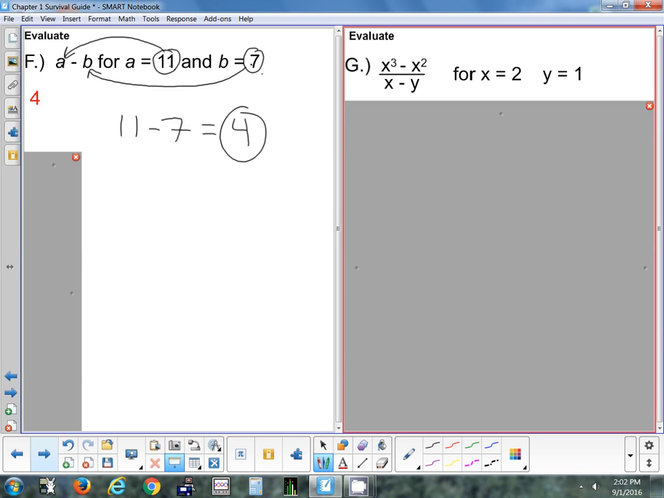All right, same directions as F. Why don't you guys take a second and try that one on your own? Just as a hint, what's in G that you didn't have to do in F?